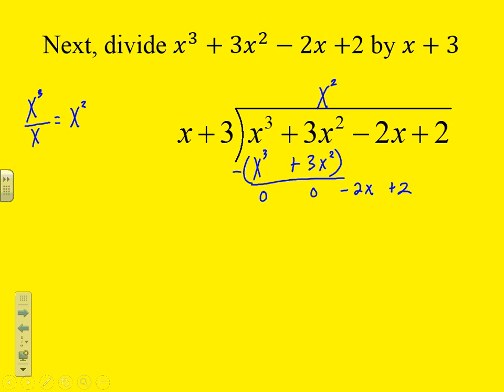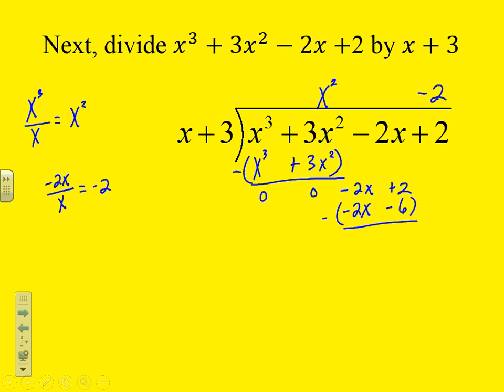So the leading term that I have left is a negative 2x. And if I compare that with the leading term of the divisor, well, that just simplifies to be negative 2. So I'm going to put that negative 2 over the number in the problem, just the number. So that means that there is no x term by itself. It'll just be nothing. So negative 2 times x is negative 2x. Negative 2 times 3 is a negative 6.